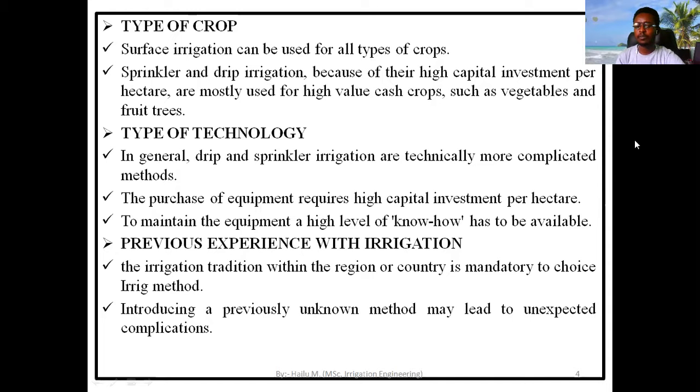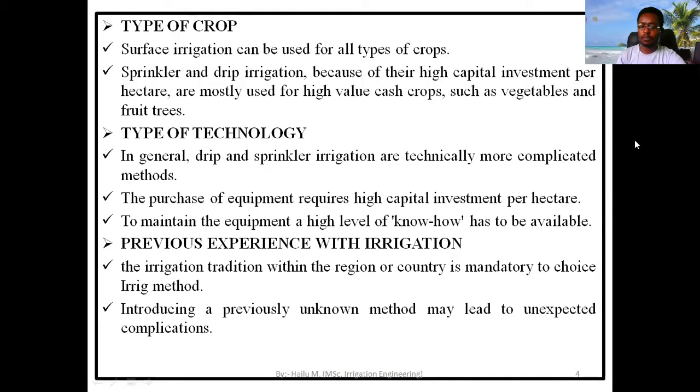Type of technology is another factor. In general, drip and sprinkler irrigation are technically more complicated methods, very complicated. So the purchase of equipment requires high capital investment per hectare, and to maintain the equipment, a high level of know-how has to be available.